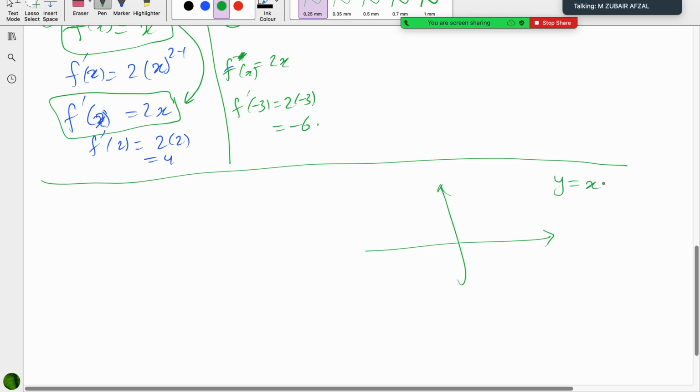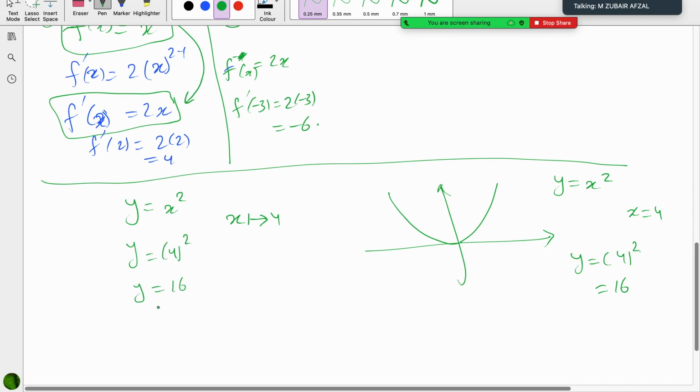Suppose we have y is equal to x square, and this is the sketch. If I say x is equal to 4, we all know that y is equal to 16. And when I say y is equal to x square and x approaches 4, it is not 4, it approaches 4, which would mean 3.9999 infinite times. We will always substitute the same value, but we will say that y approaches 16.